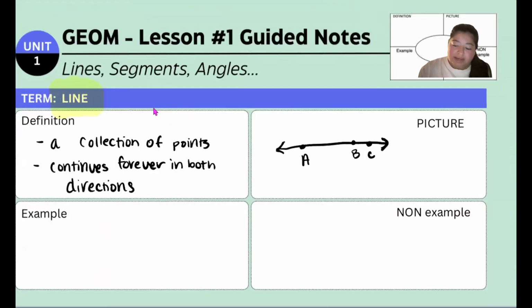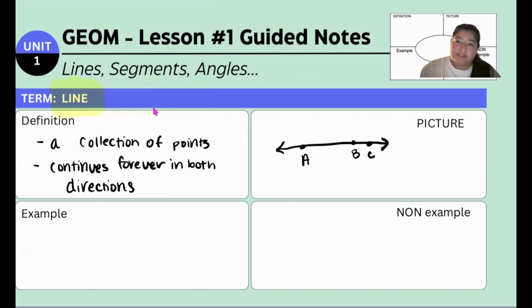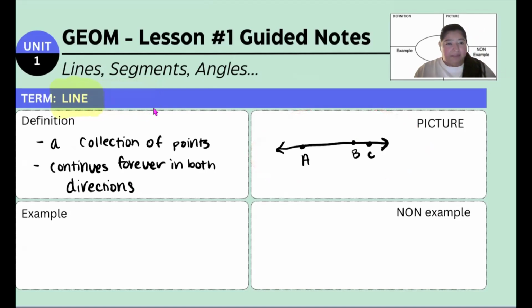All right. What if we have something that is part of a line? It has 2 endpoints. Then that is what we call a line segment. Okay, so if we go to our previous example, here we have a line. Can we identify a segment in this line? A segment would be AB. We can also have a segment BC. What's the last segment you can identify? I see the line segment AC.